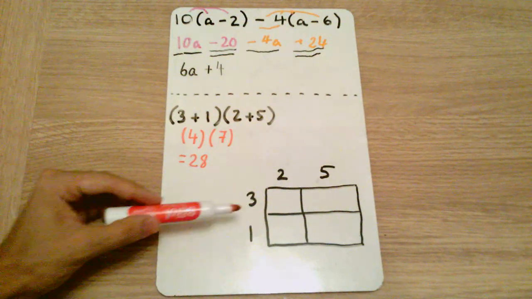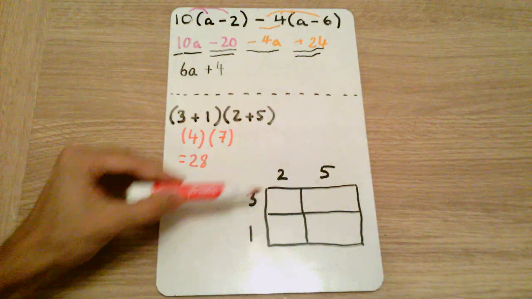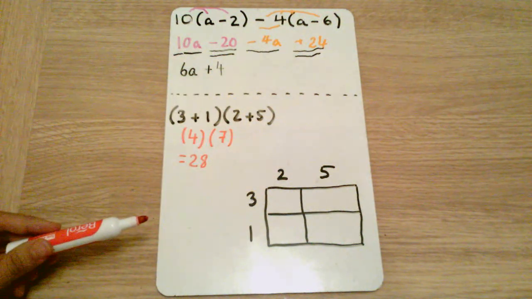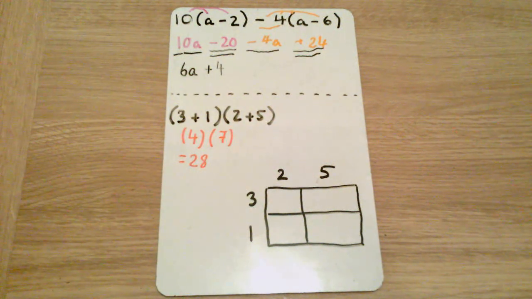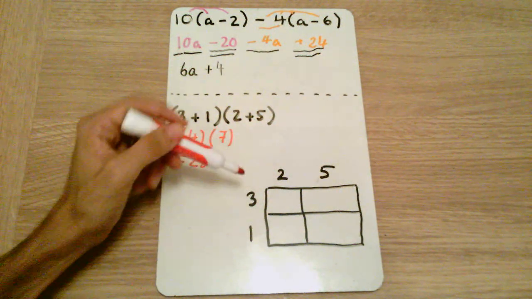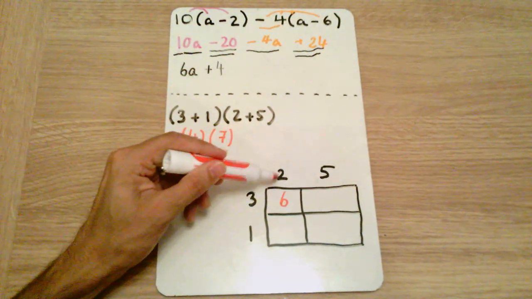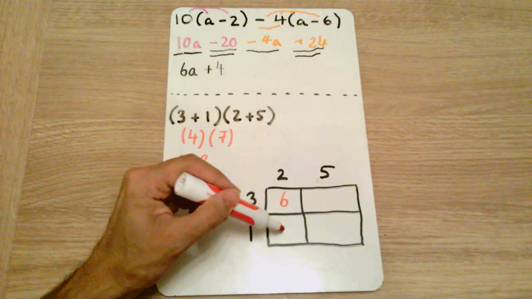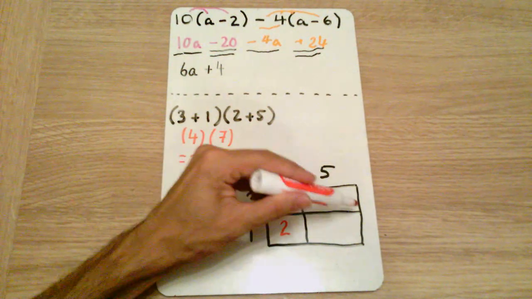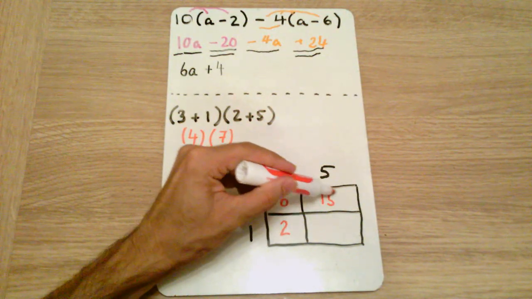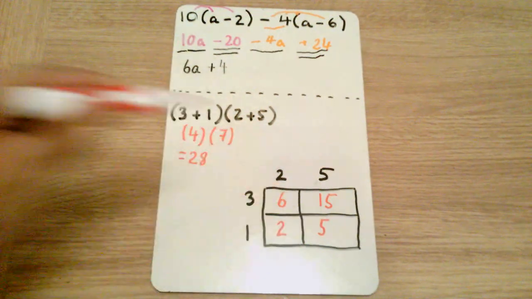Now, what I've done underneath is I've shown this as a grid method. I've shown a 3 and a 1 making our 4, and a 2 and a 5 making our 7. And what I've done is I've actually split these up into little rectangles, and we can work out the values by multiplying the two values together. So this over here is 3 times 2, which is 6. This one over here is 1 times 2, which is 2. This one over here is 3 times by 5, which is 15. And this one over here is 1 times by 5, which is 5.